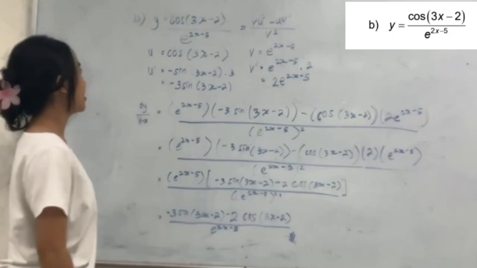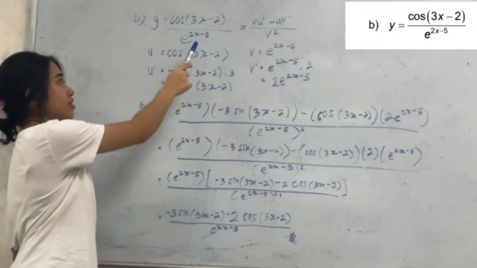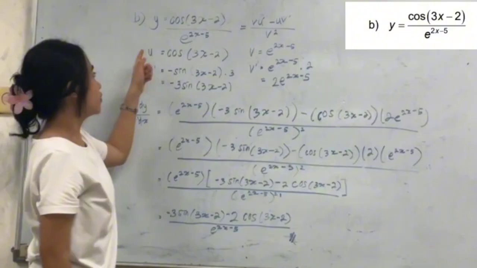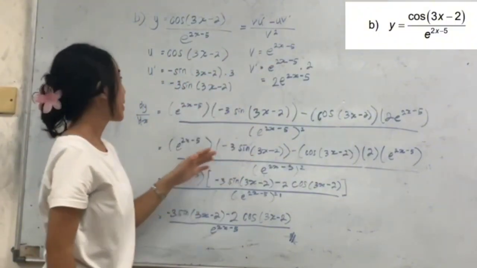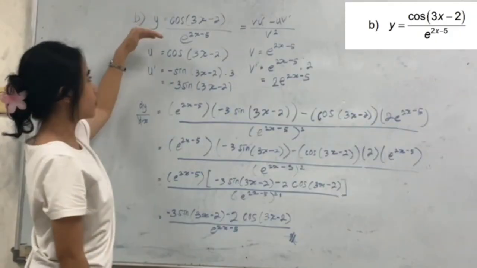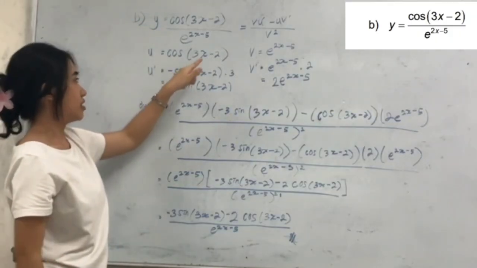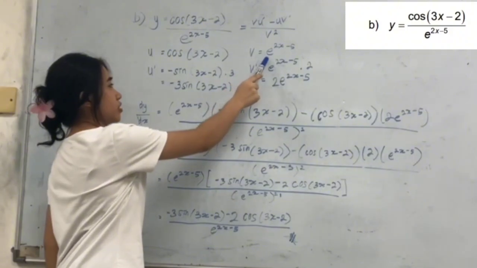Okay, so the question is y equal to cos 3x minus 2 over exponent 2x minus 5. So we can use quotient rule. Okay, for the term of u, we decide for the cos, and then for the term of v, we decide for the exponent. Okay, we write the u here, cos 3x minus 2, and then v, exponent power of 2x minus 5.